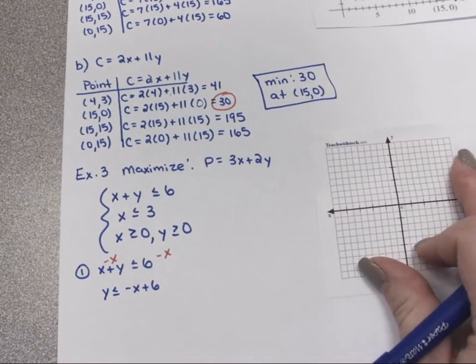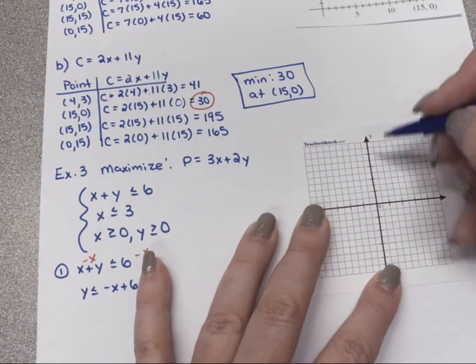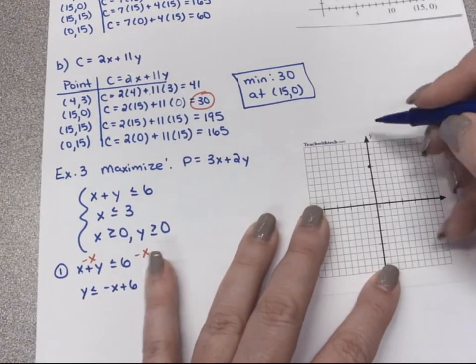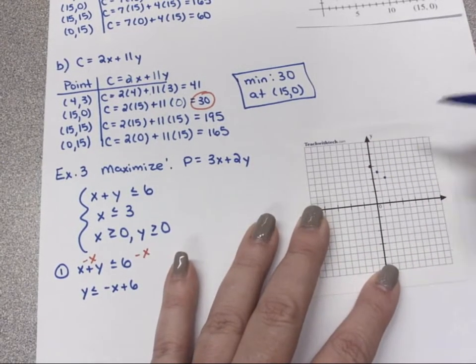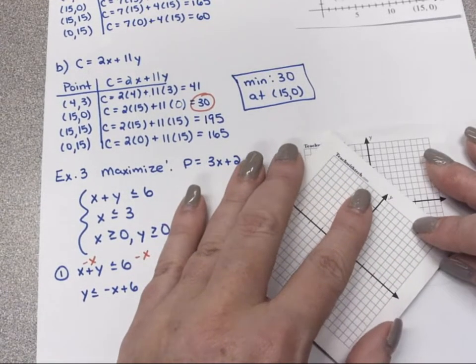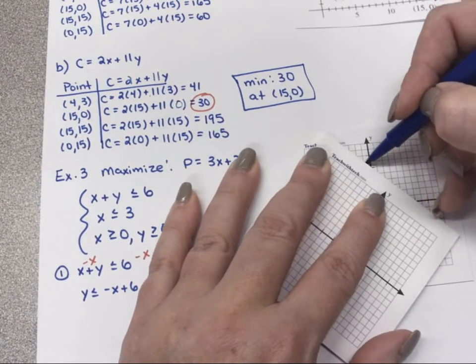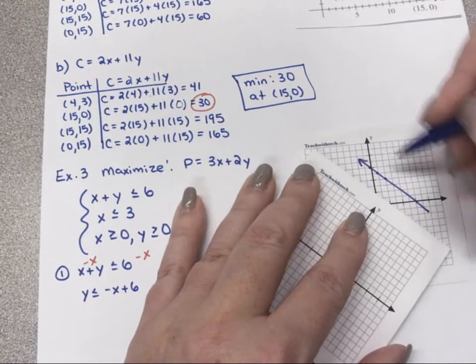So from last time, what does that mean? That means I have a y-intercept of what? Of 6, and I'm going to go down what? Down 1 over 1, right? So it's going to have a negative slope, kind of like this. So it's going to look like this when I graph it.